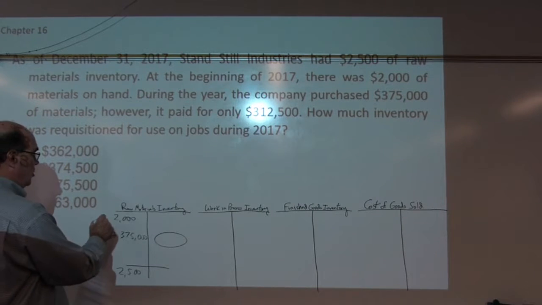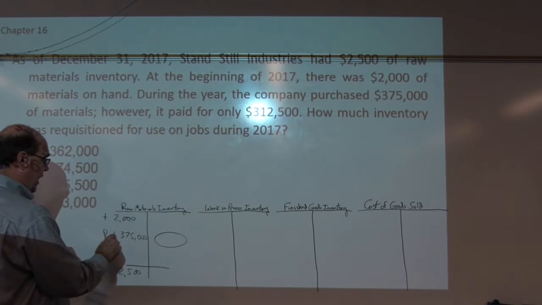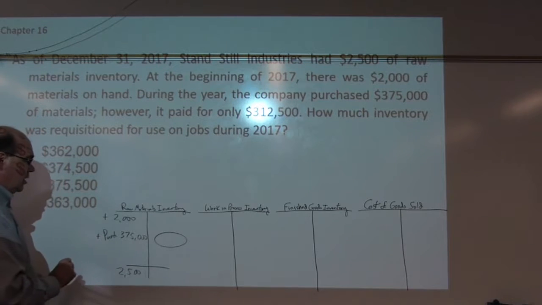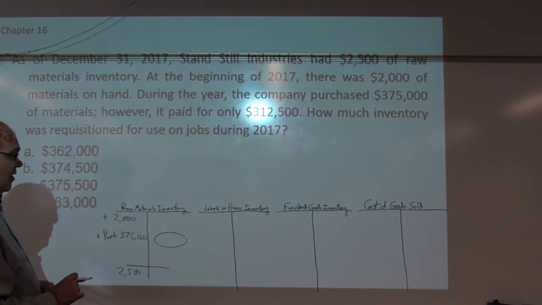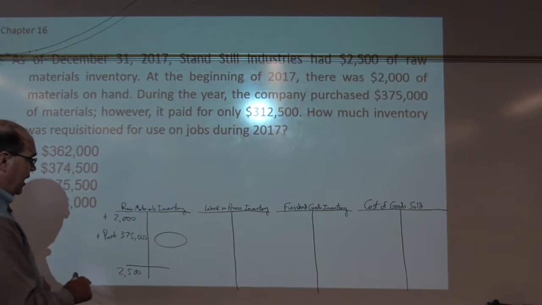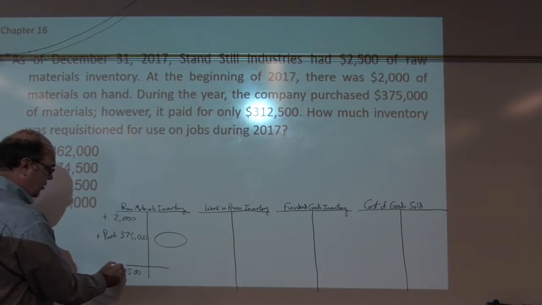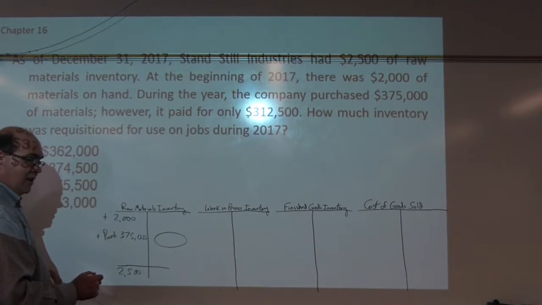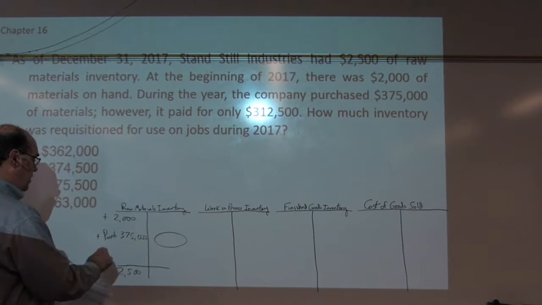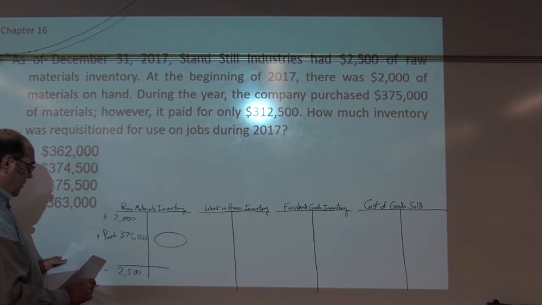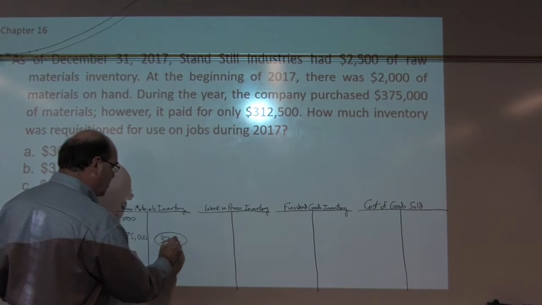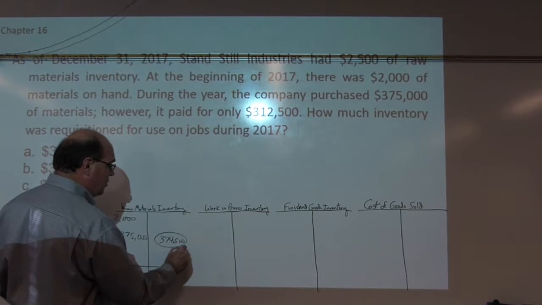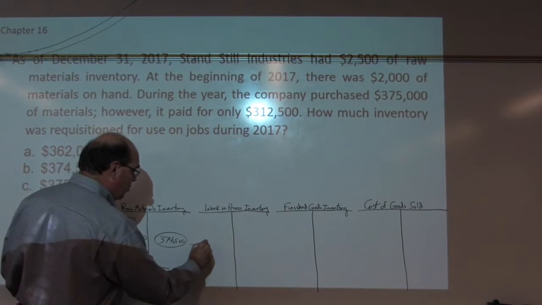So I started with $2,000, so I'm going to add that in. I added $375,000, so that means that I had $377,000 worth of inventory available. I only had $2,500 worth of inventory at the end of the year, so the rest of it must have gone somewhere. And so if I subtract the ending inventory, that tells me that my amount of inventory that got transferred out was $374,500. And that got moved over to work in process.